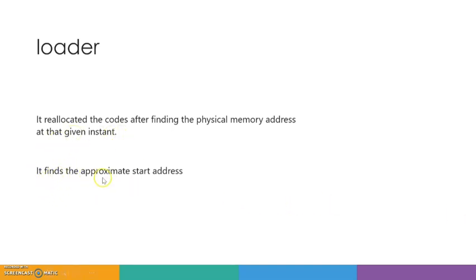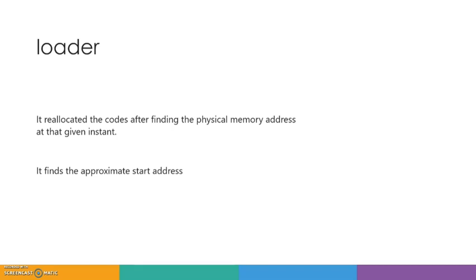And also it finds the approximate start address of each byte. So for each code byte, it is also going to find the approximate start address. This is done with the help of a loader. It is going to reallocate the codes based on the physical memory availability, and also it is going to find the starting address of the codes or the various bytes present in each code.